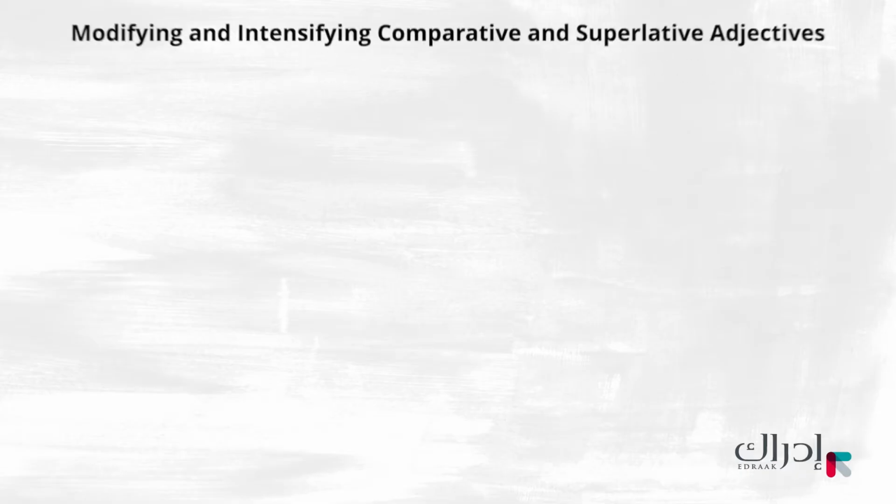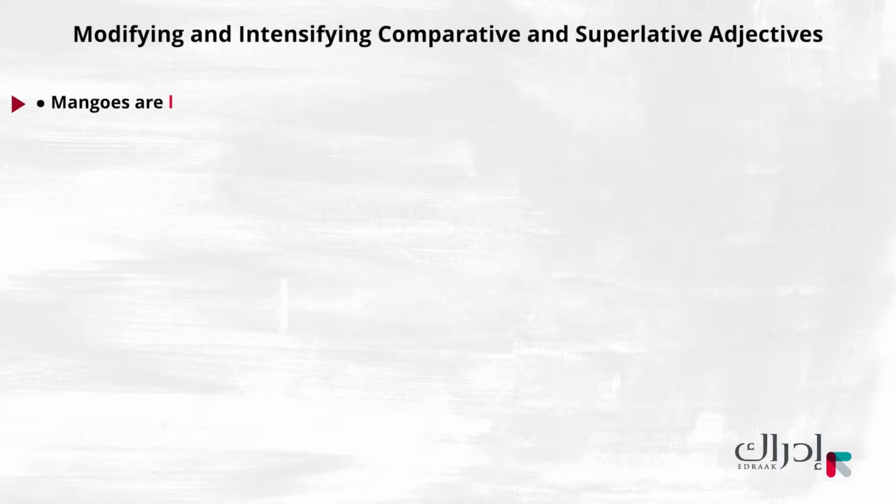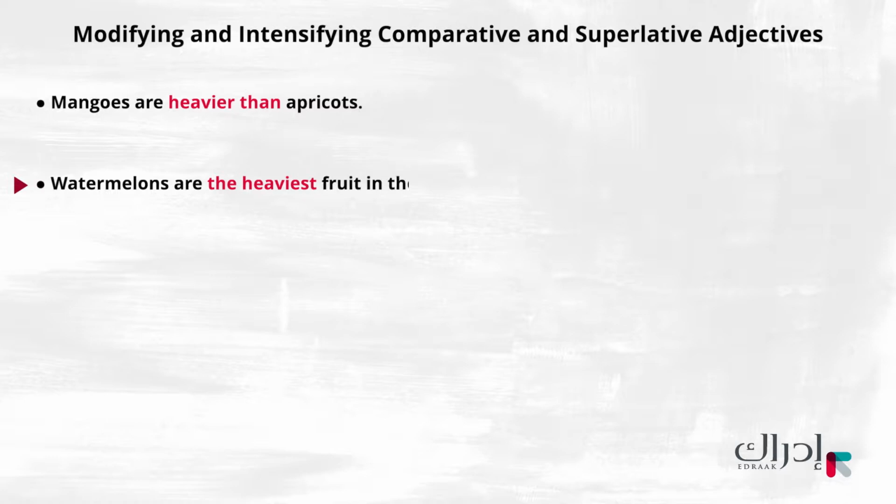Hello everyone! In this lesson, we will be talking about modifying and intensifying comparative and superlative adjectives. By now, you have learned how to make comparative and superlative adjectives. Let's look at these examples. Mangoes are heavier than apricots. Watermelons are the heaviest fruit in the market.